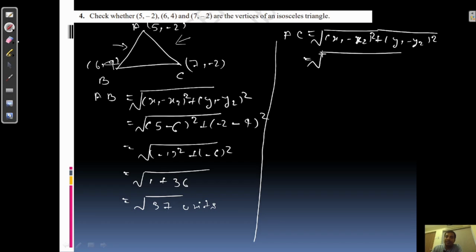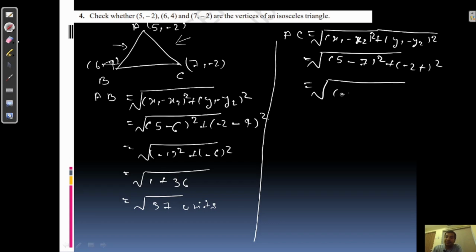Please don't mind my writing. So let us say this is x1, y1. What is value of x1 now? You can see it is 5. What is value of x2? You can see it is 7, plus y1. You can see it is minus 2. Okay, minus y2. y2 is also minus 2. So minus and minus will become plus.